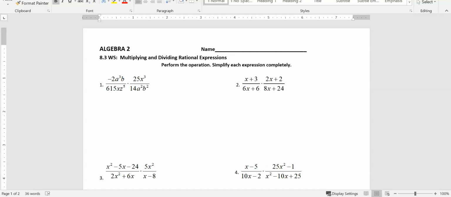Right, 8.3, multiplying and dividing. Now remember, just back to grade school. When we're dealing with fractions and multiplication, we do not need an LCD.